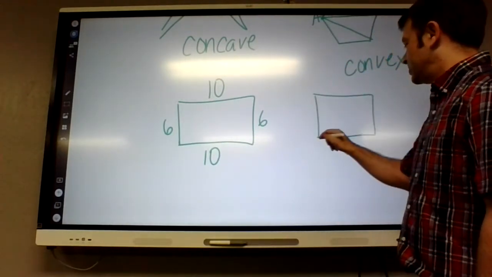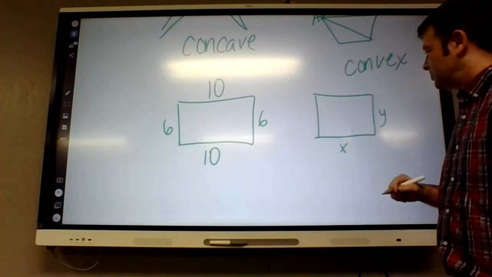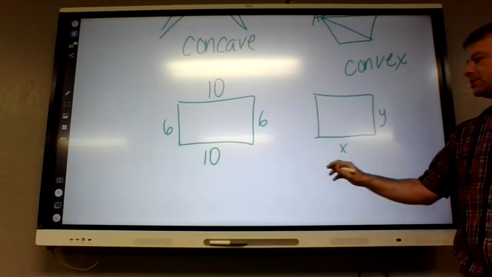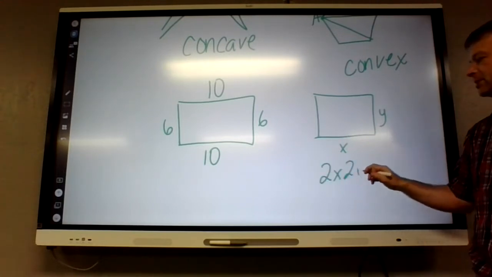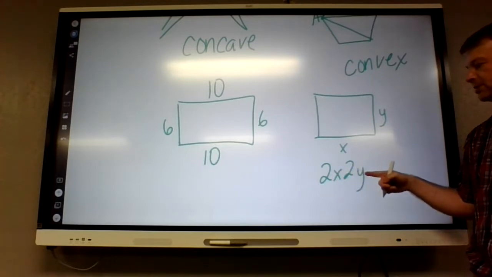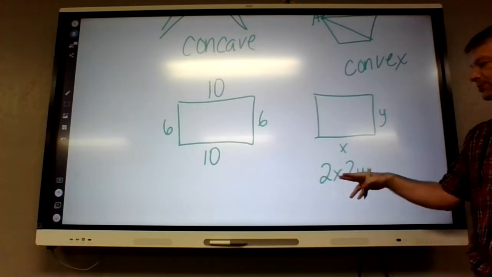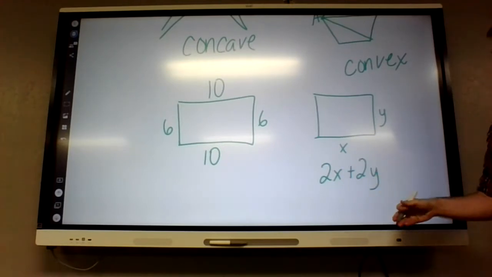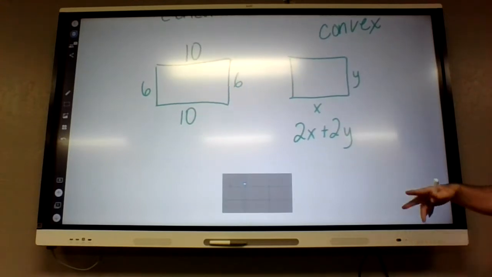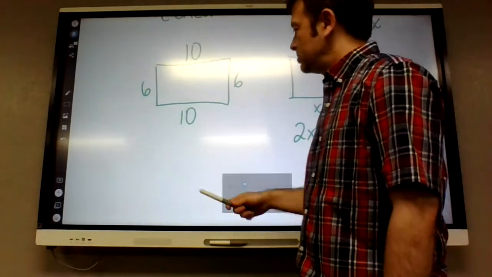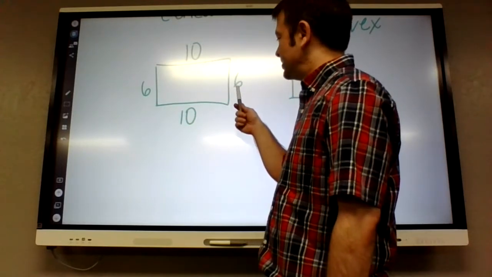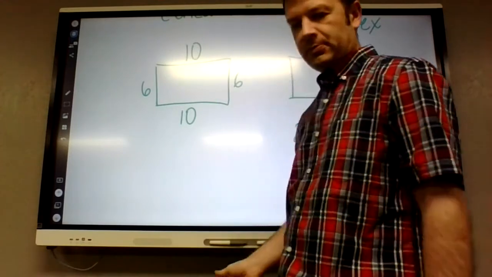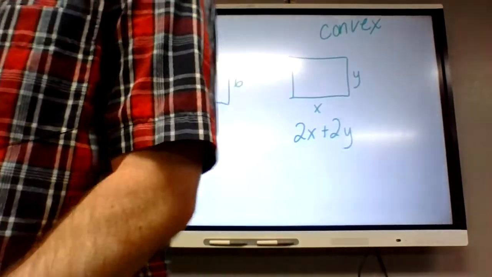What if it said, what's the perimeter now? 2x. Close. What does this mean right here? 2x plus 2y. All right, this means 2x times 2y. So we need a plus in there. Can't really simplify that. So you can do 10 plus 6 times 2, or you can do 2 times 10 plus 2 times 6, that works. Or just 10 plus 10 plus 6 plus 6.